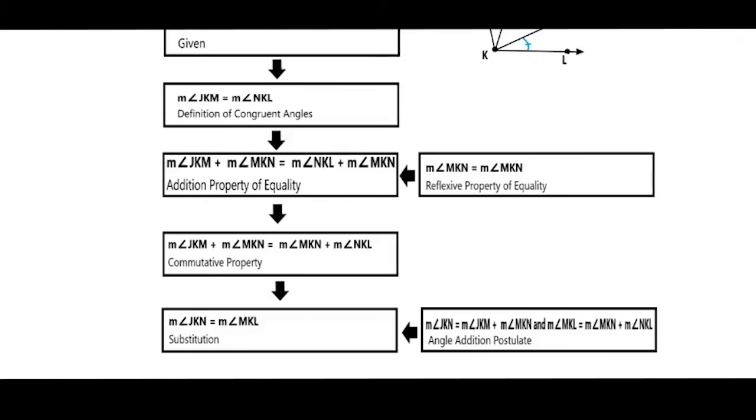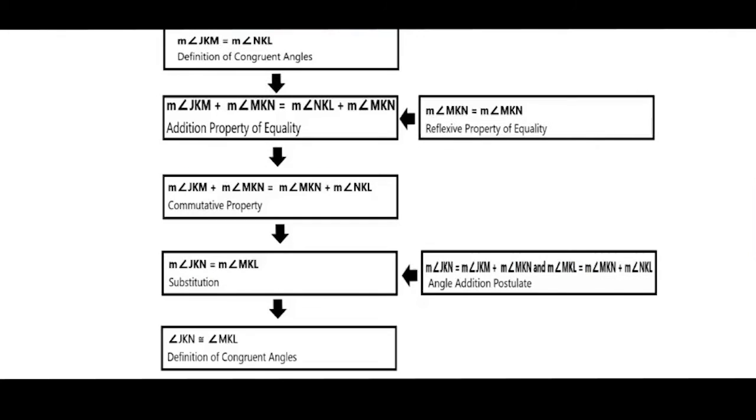Next, I want to direct your attention to this box here, because what I'm doing is seeing that when I add the angles from this box, these two angles become the angles JKN and MKL. When you add angles, they become one larger angle, and that is because of the angle addition postulate. Now that I have angle JKN and angle MKL, I see that they are equal to each other in measure because of substitution.